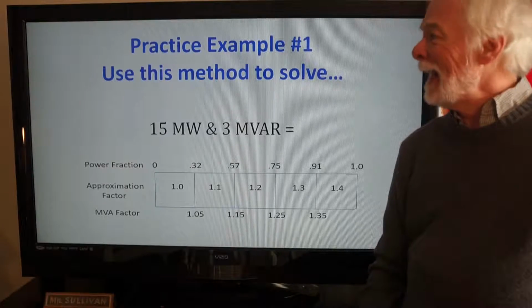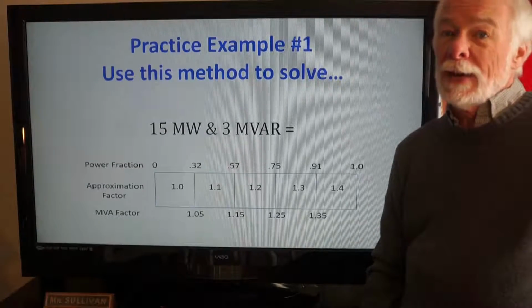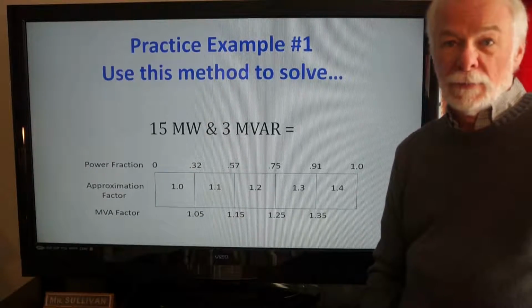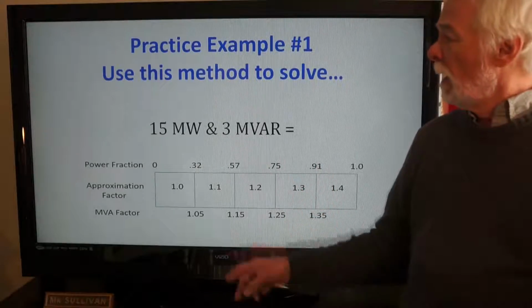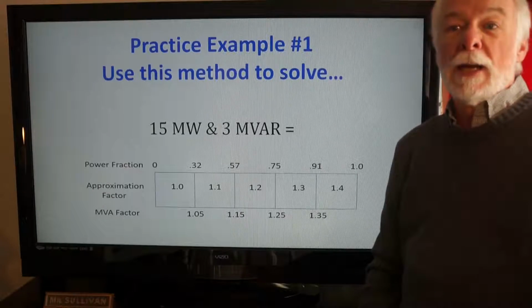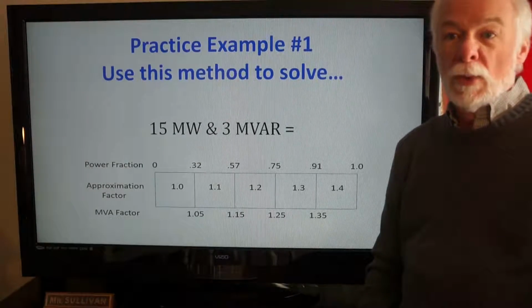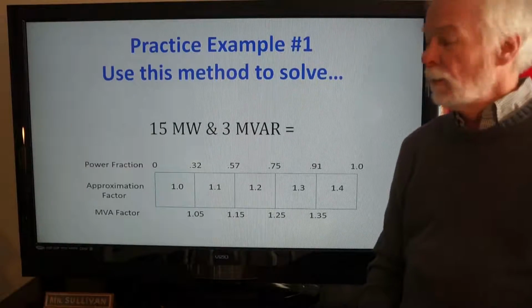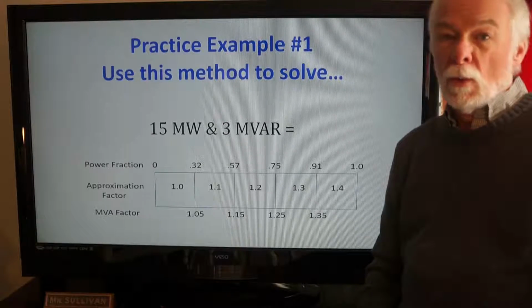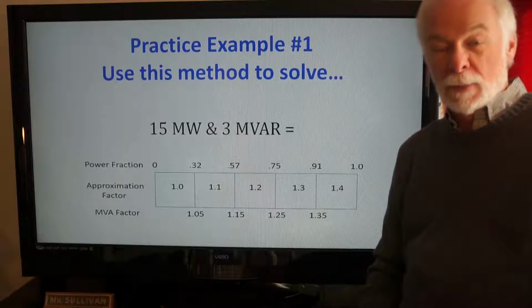Now, the next 8 slides are 4 examples and their answers to give you a chance to practice using this method. So here's our first one, 15 megawatts and 3 megavars. To help you along a little, I'll remind you that you start by forming a fraction, putting the smaller number in the numerator and the larger number in the denominator. Once you have that fraction, you simplify and then convert it to a decimal.